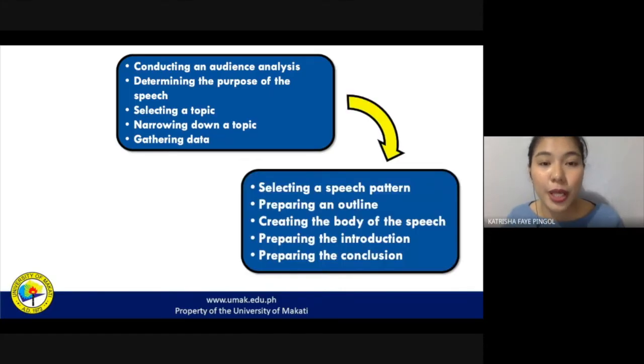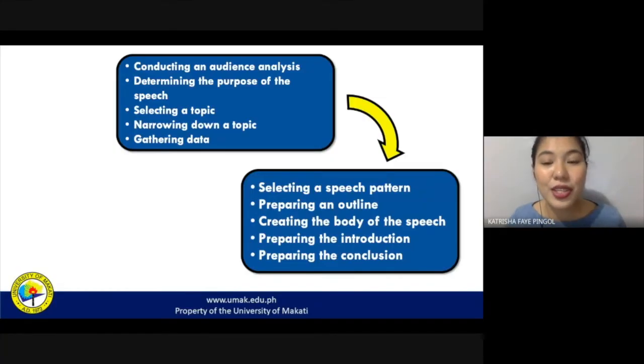In the next part, or in the second phase of the speech writing process, after your research, you now need to select a speech pattern. How are you going to deliver this speech? Are you just going to be simply reading from it, or are you going to be memorizing it? Alright, so there are many different speech patterns that you could refer to, and the kind of speech that you plan to deliver will also help you determine the speech pattern that you are going to be using.